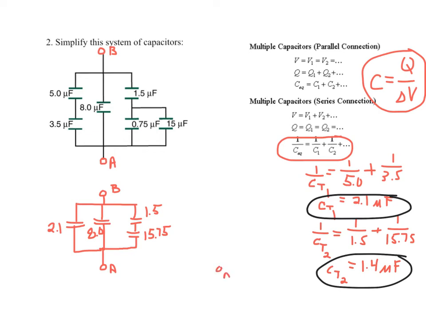Okay, I'm going to start with point A at the bottom. That's point A. And I still have the 2.1 on the far left. Okay, and point B. So I have point A at the bottom, point B at the top. I have the 2.1 microfarads capacitor far left. In the middle, I still have the 8.0. On the far right now, I've got a 1.4. Those are all microfarads.